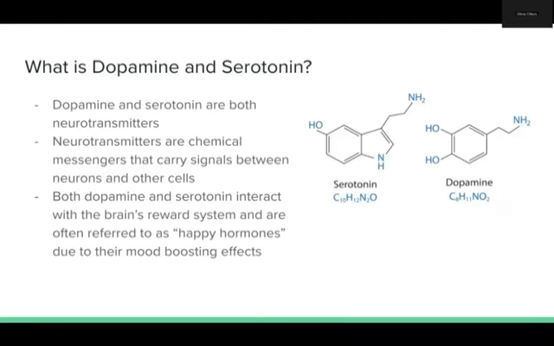So first, what is dopamine and serotonin? Both dopamine and serotonin are neurotransmitters, and a neurotransmitter is a chemical messenger that carries signals between neurons and other cells. Both dopamine and serotonin interact with the brain's reward system, and they're often referred to as happy hormones due to their mood-boosting effects. On the right, we have an image of both the chemical structures of serotonin and dopamine, and you can see that the HO, that's a hydroxyl group, that's important when it comes to chemical bonding.